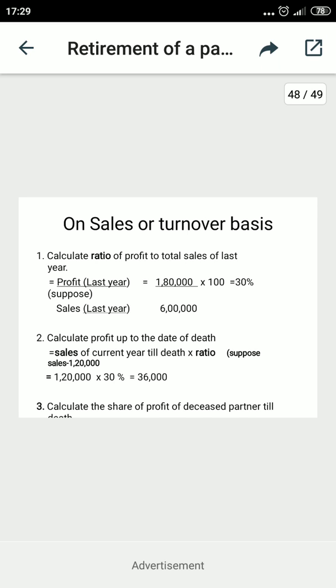The third step is then to apply the share. The share of the deceased partner may be one fourth, one fifth, or one half. So you have to apply the share on the 36,000. Then the share of the outgoing partner, the deceased partner, will be derived. So this is how the profit share till the date of death is to be given. These are the systems to calculate on the basis of profit as well as on the basis of sales.